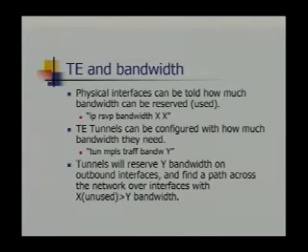Traffic engineering and bandwidth. Your physical interfaces, LAN links, WAN links, MAN links, whatever you've got flowing through your network, can be told how much bandwidth can be reserved, meaning used by traffic engineering. ip rsvp bandwidth XX. The numbers end up being put in there twice. It really defines microflows, which aren't really relevant in this scenario, so just repeat the number.